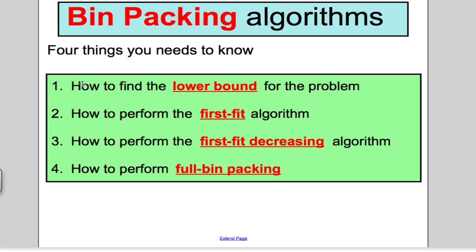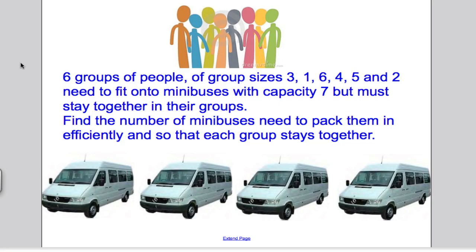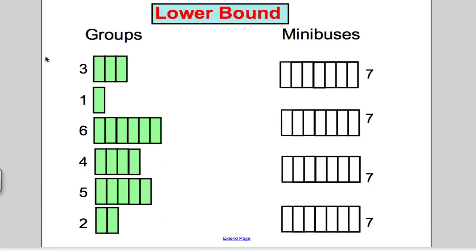So the best way to do this is with the example of the people trying to get on the minibuses. So there are six groups of people, sizes 3, 1, 6, 4, 5 and 2, and they've got to get onto some minibuses that each have capacity 7. The groups have to stay together. What's the number of minibuses you need to pack them efficiently? Okay, so I've drawn a diagram of this, and I'm going to start off by trying to work out what the lower bound of this problem is, i.e. what's the minimum number of minibuses I need.